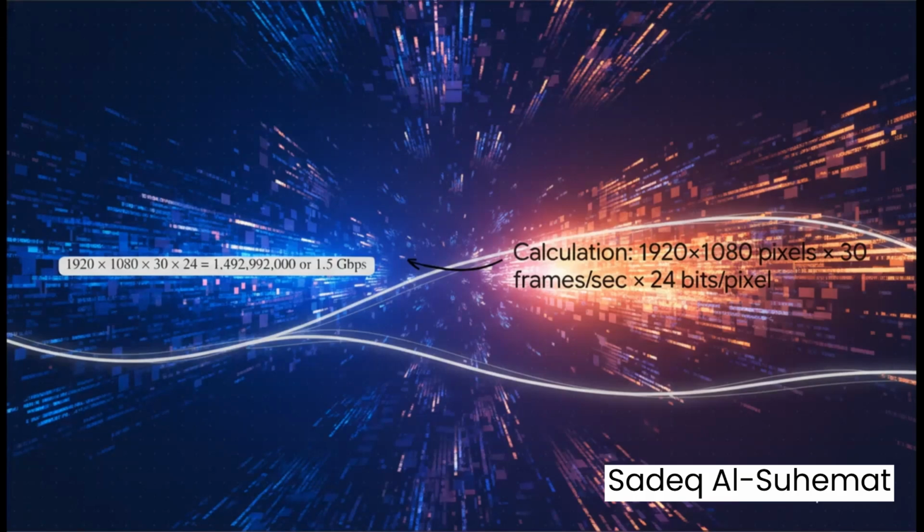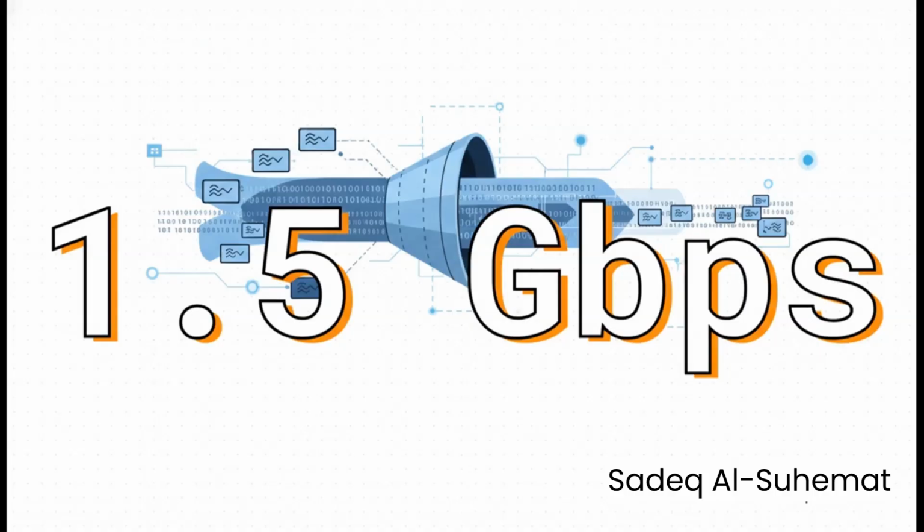A standard HD screen is 1920 by 1080 pixels. That screen is refreshing 30 times every single second, and every single pixel needs 24 bits just to represent its color. So what's the grand total? An absolutely mind-blowing 1.5 gigabits per second. That's 1.5 billion bits of data every single second.